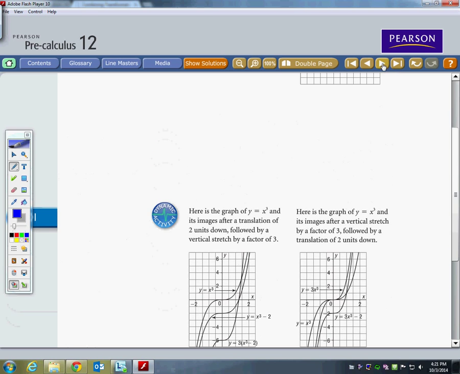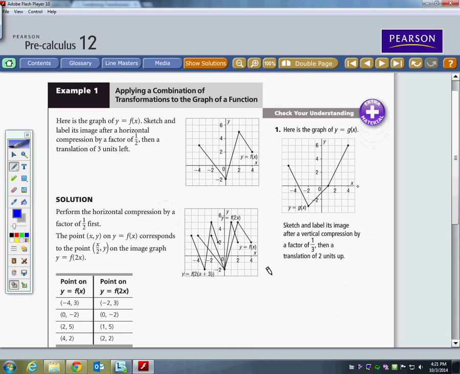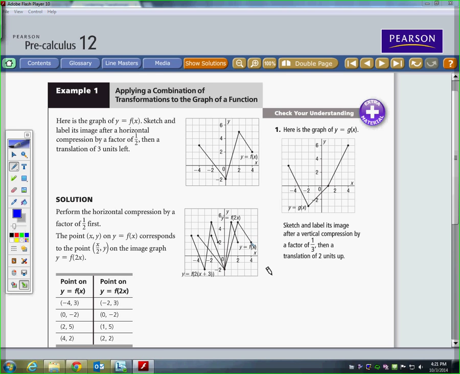You know what, let's go to our first example here. It says applying a combination of transformations to the graph of a function. So this original function here is the same as the blue one. I'll leave it uncolored for now. And now we see they draw 2 other ones.